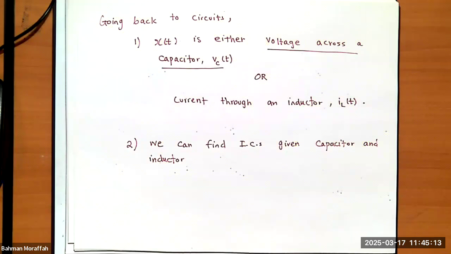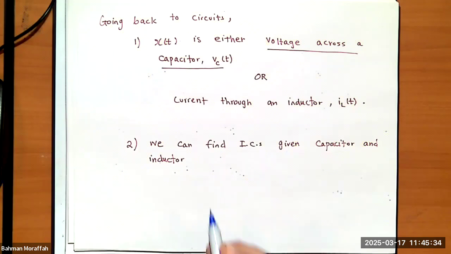What's very, very important here is that when I'm talking about an open circuit across a capacitor, what it means is that current through it is 0. It does not mean voltage across it is 0. And same goes for the inductor, right? When I'm talking about a short circuit, what it means is that voltage is 0. It doesn't mean that current through it is 0.